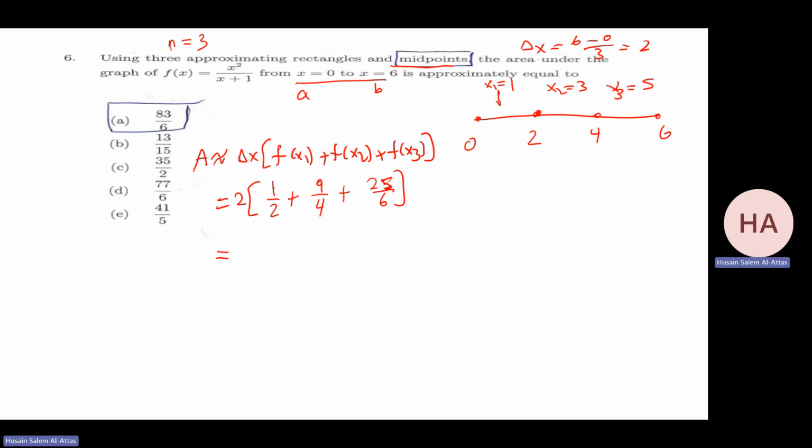You need to make a common denominator here. It's not 6, it should be 12, since 12 works with all of these. 12 over 2, 6 times 1, that will be 6. 3 times 9, that will be 27. 2 times 25, that means 50. So I have 33 plus 50, 83, and the 2 cancels against the 12. This is 6. 83 over 6, which is this one.